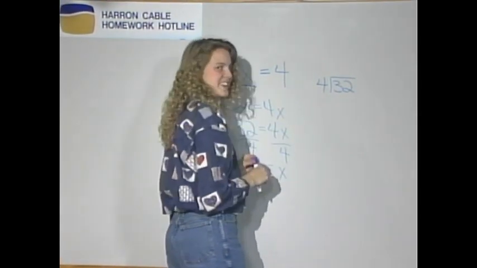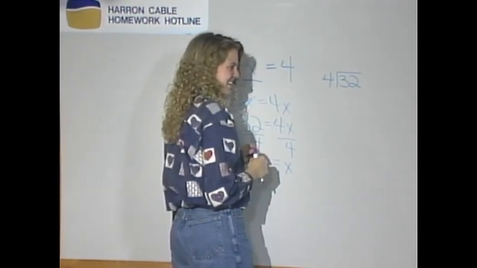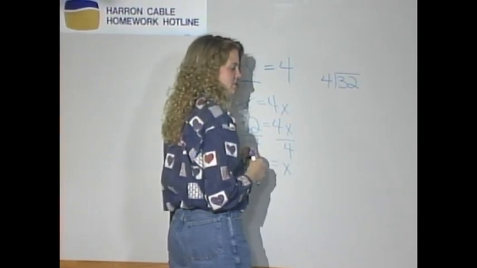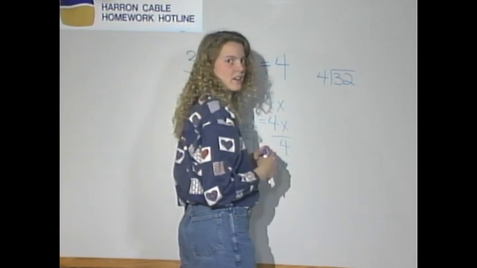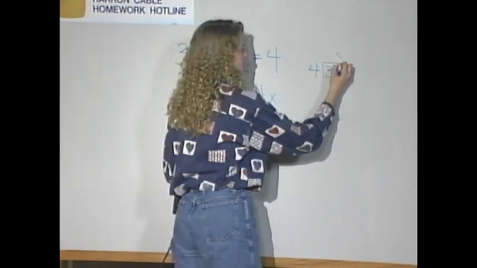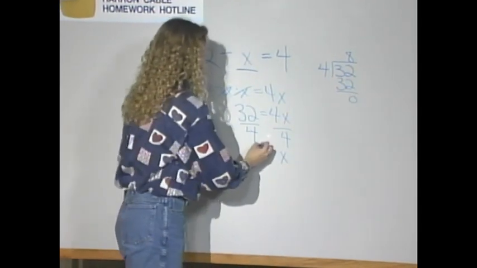Why don't you try another one? What's 7 times 4? Okay. What's 8 times 4? 32. Yep, so 8's your answer. Okay, we can say it gets 0. So your x equals 8.